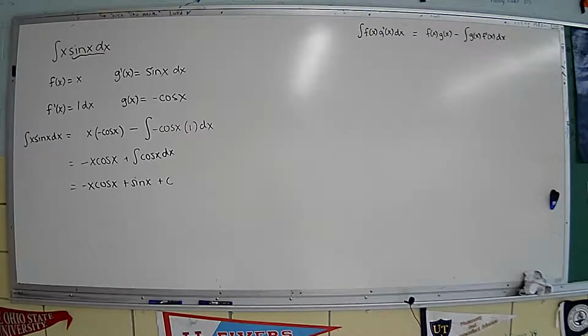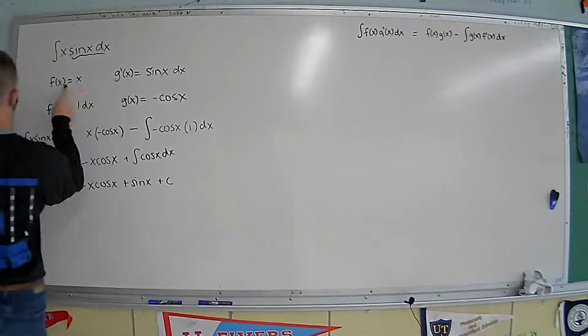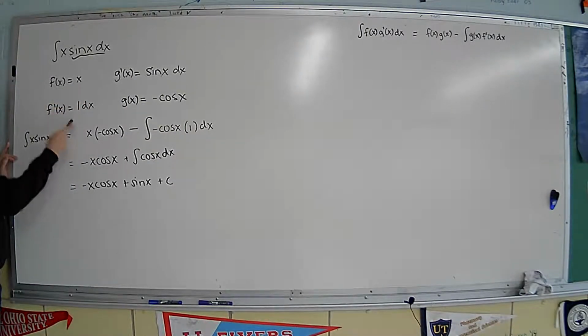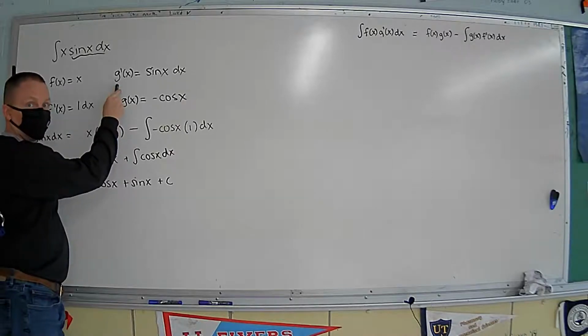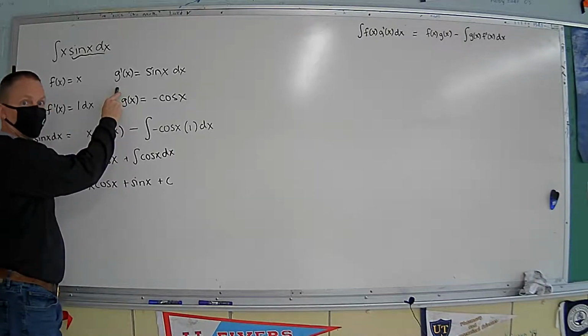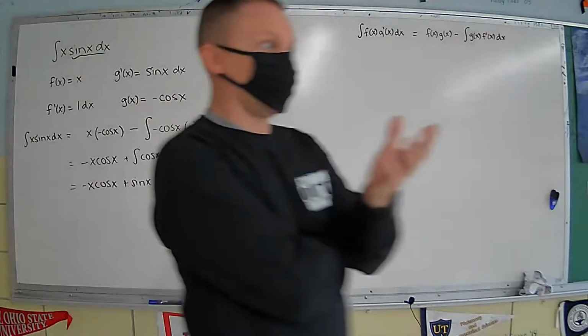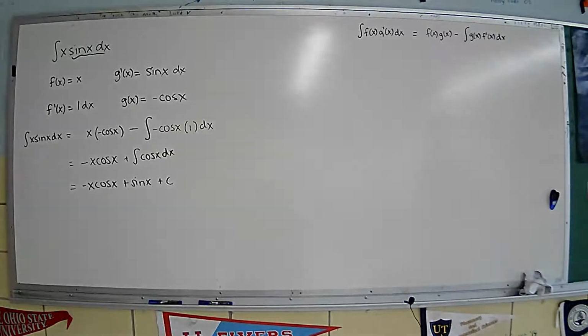What I decided to be f, you have to think, well, what am I going to do to that? If this guy here I decided was f, what did I have to do to it in the first step? I had to find its derivative. The thing that I decided to be g prime, what did I have to do to it? I had to antidifferentiate it. So your choice for f is going to be something that you can take the derivative of easily, and your choice for g prime is going to be something that you can take the antiderivative of easily.